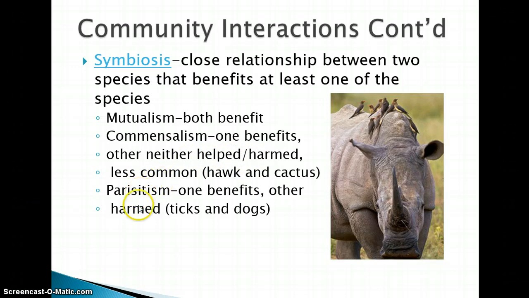Parasitism. One benefits, the other is harmed. Ticks and dogs are a great example of this. In this one, the dog does not benefit from it. He is harmed, but the ticks are able to flourish.